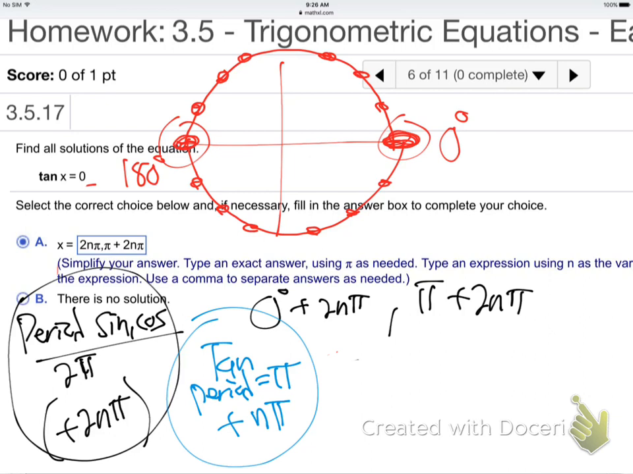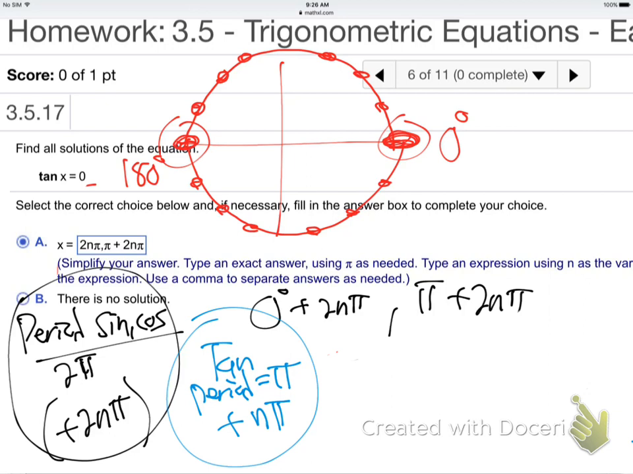Tangent repeats itself every pi, right? Every 180. How do we know? We're supposed to know, because remember back when we had the tangent graphs? I know you think, I don't remember all that. I know, that's what's challenging about this class, is keeping it all together. But yeah, every 180, every pi, tangent kept repeating itself. The tangent just repeats all its values every half a circle.